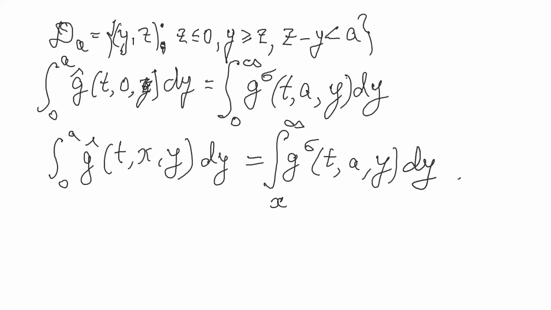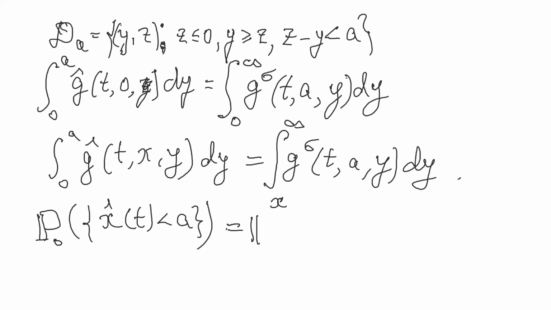And now I would like to pay your attention to the following fact, that the probability that x hat of t is less than a coincides with the following probability: the probability that the supremum over s from 0 to t of x of s is less than a.